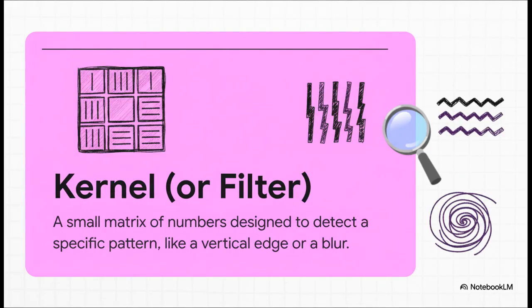You can think of a kernel, sometimes called a filter, as a tiny little detective or a specialized magnifying glass. It's designed to find only one very specific thing. For instance, one kernel might be built just to find vertical edges. Another one is designed to only find horizontal edges. By using a whole bunch of different kernels, we can scan an image for all sorts of simple, fundamental features.